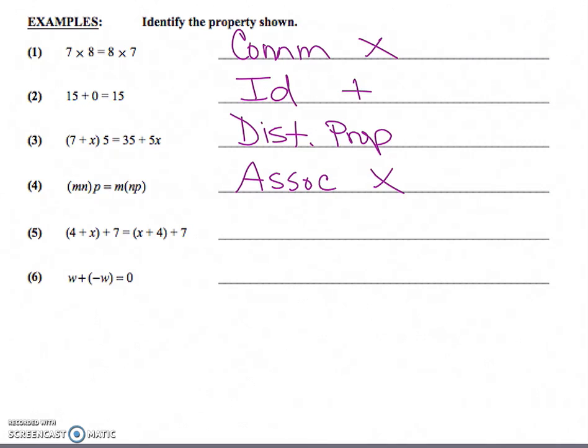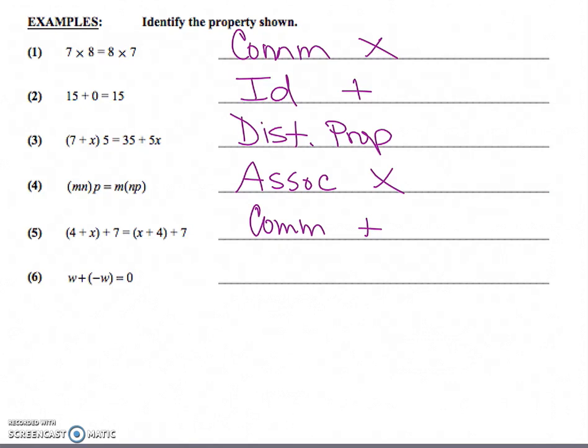But notice that inside the parentheses on the left and the right, we're changing the order of the terms. On the left side, we have 4 plus x. On the right side, we have x plus 4. The property that allows us to change the order is the commutative property, and this is addition.